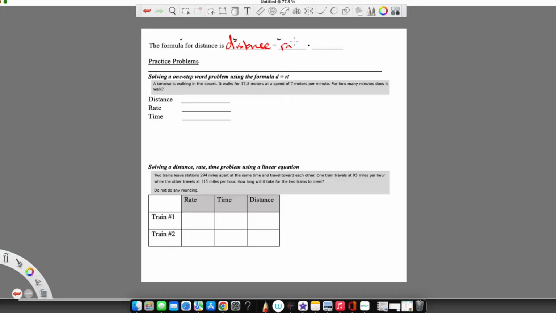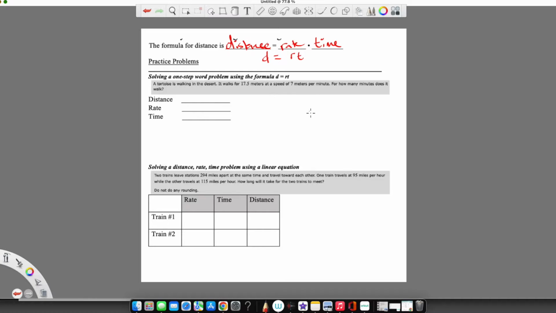So the formula for distance is: the distance you go equals the rate you're going times the amount of time that you go that rate. So rate times time equals distance. This is a very common formula. They're even showing you that they're reducing it down to just the letters here. So D equals RT, distance equals rate times time. So we're just going to go through and start filling this in.